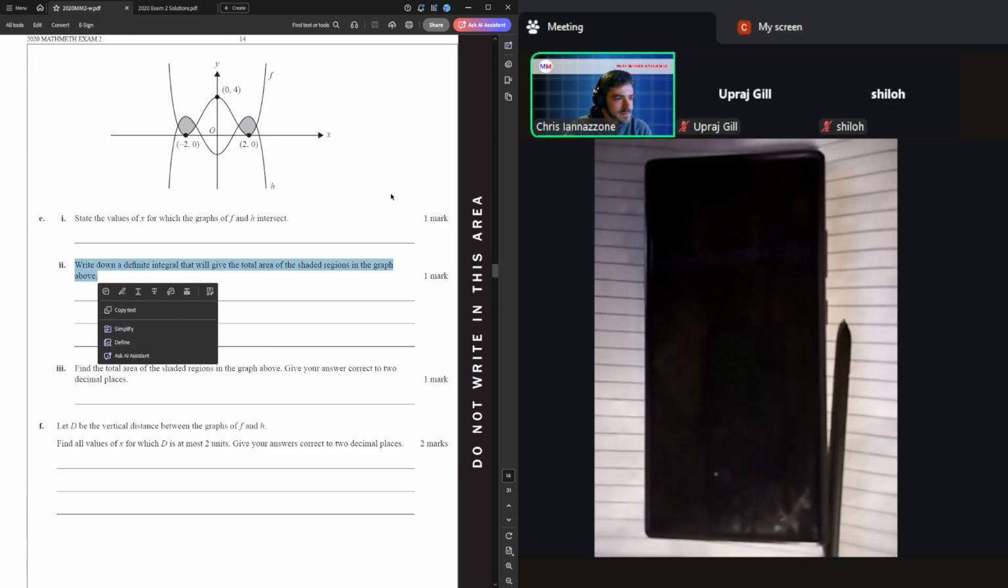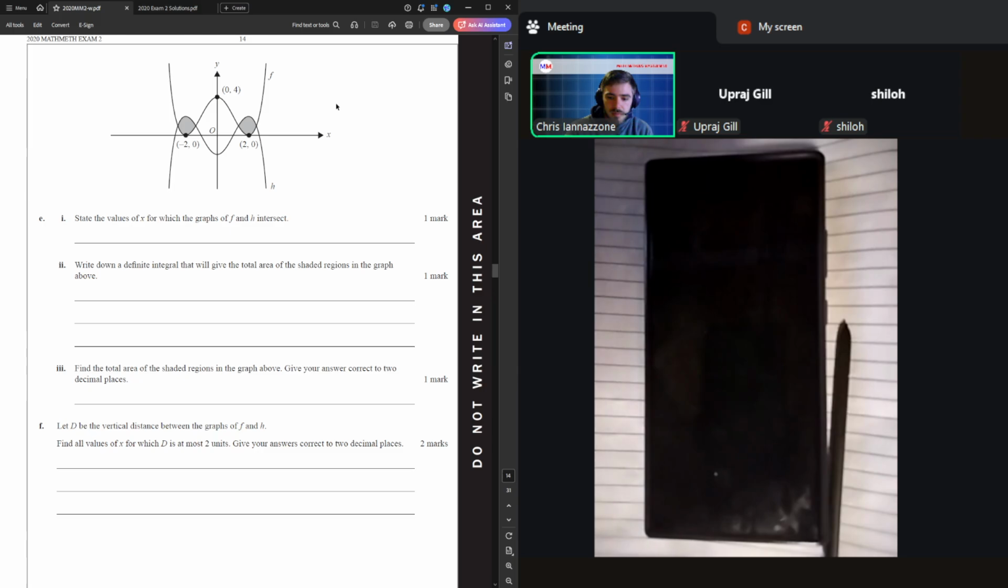Next up, write down a definite integral that will give the total area. Total area doesn't really matter here, it's above the x-axis anyway. The area is bound by 2 or more curves, in this case just F and H, so we're doing top take bottom scenarios. The good news with polynomials is that because they're quite symmetrical in nature, you could figure out the integral of one of them and then just double it rather than do both. That's why it says write down a definite integral, not the definite integral.